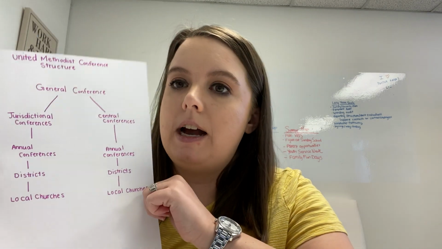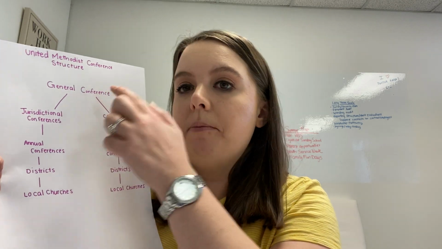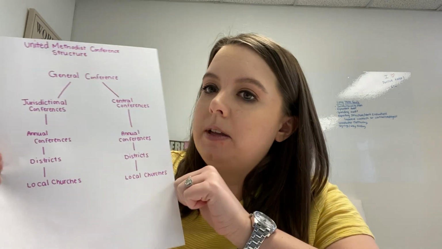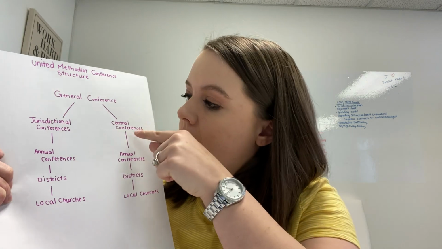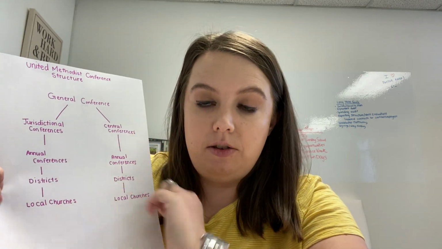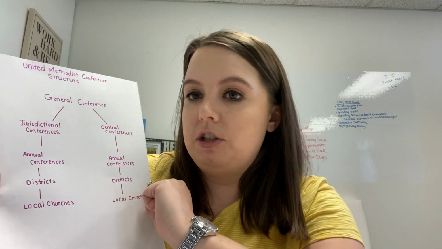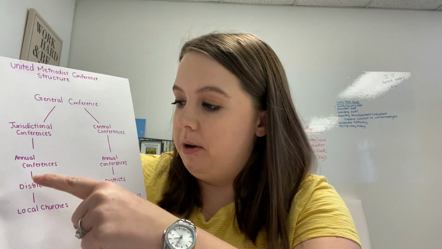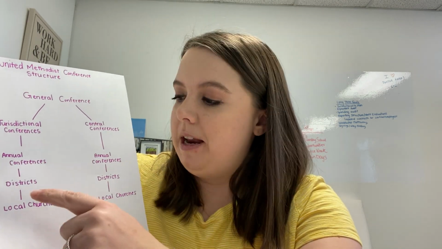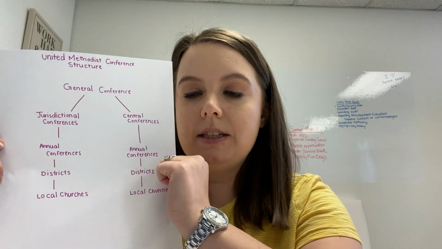Now, if you'll look at this diagram, you can see that at the top, we have the General Conference. Then there are jurisdictional conferences. Those are in the United States. And central conferences. Those are outside of the United States. Within both jurisdictional and central conferences, we have annual conferences. Annual conferences are made up of districts, and the districts are made up of local churches. So this diagram can kind of help you understand the structure of how the conferences are organized, and I will tell you now what each of those conferences do and how they operate.